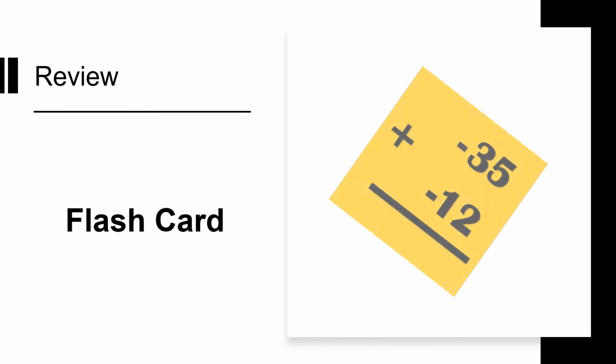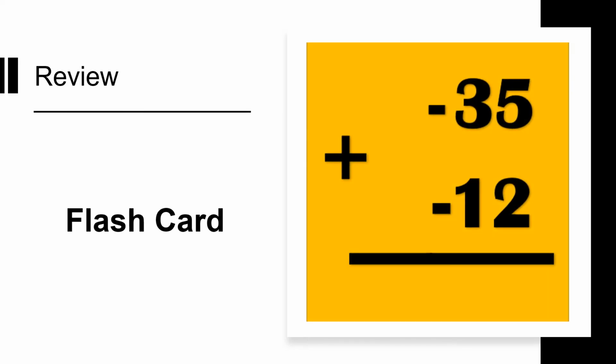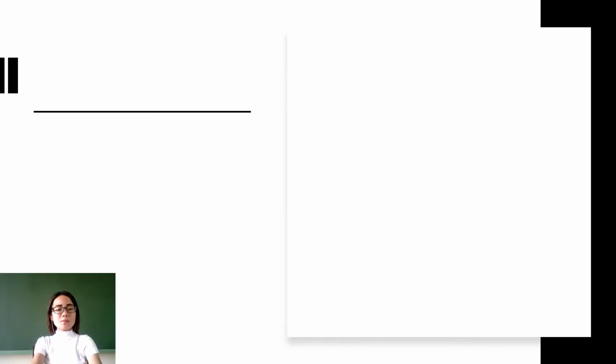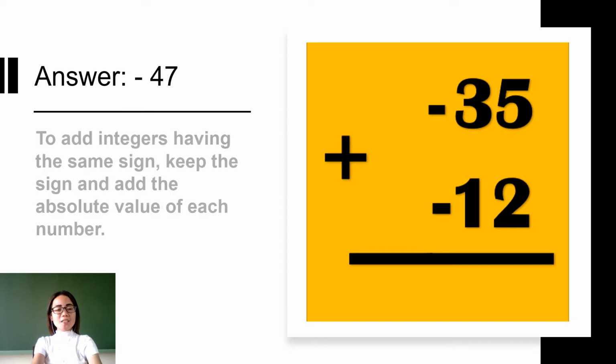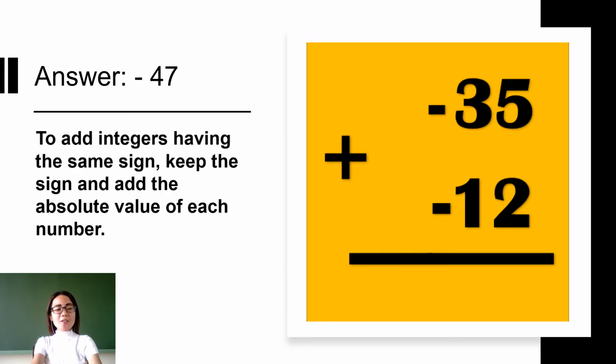Let's have another one. Yes, it's negative 47. To add integers having the same sign, keep the sign and add the absolute value of each number.